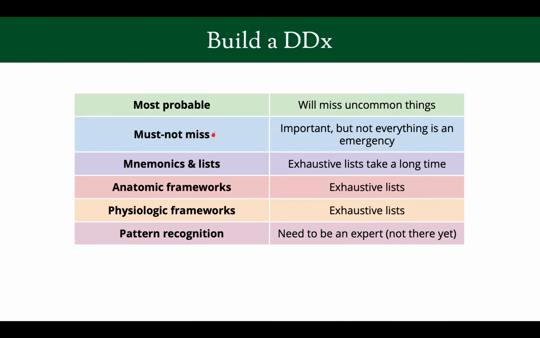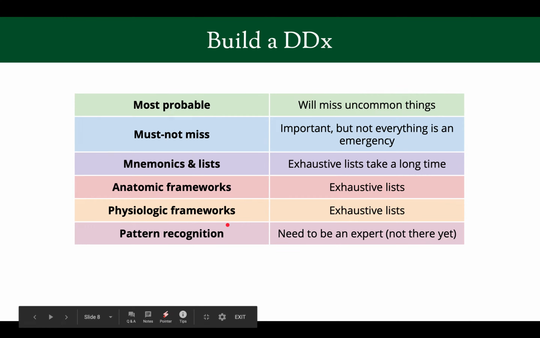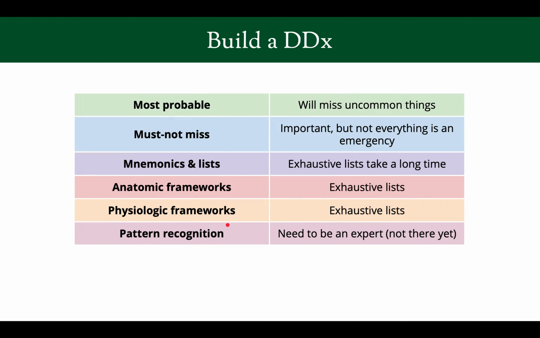What are the must-not-miss things? Like if somebody presents with this and I send them home, what are the dangerous things it could be? I've got to make sure it's not going to be anything that kills them. You could use all kinds of tricks like mnemonics and lists, anatomic and physiologic frameworks as well. And like I said, pattern recognition is one of the ways to build a differential as well. But usually you need to have some experience to be able to recognize these.